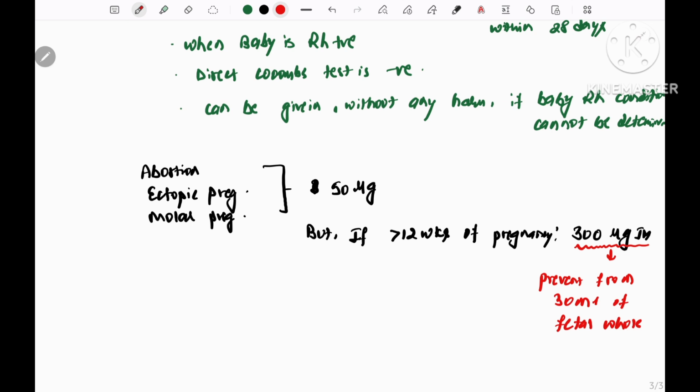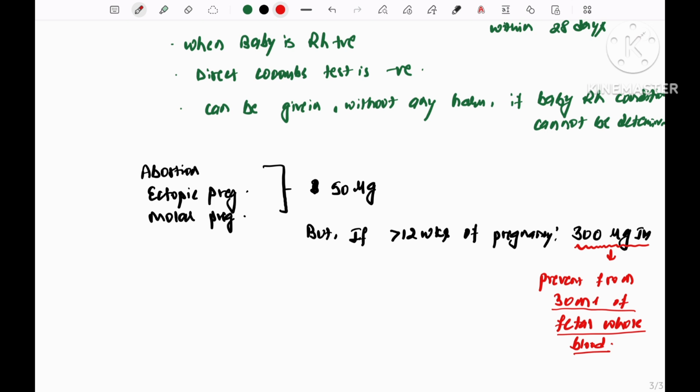We are very curious to prevent even 0.1 ml of blood entering the maternal circulation. But we are giving a 300 microgram intramuscular dose, and this dose can prevent 30 ml of fetal whole blood. So if we give 300 microgram, it will be safer. So we give 300 microgram.